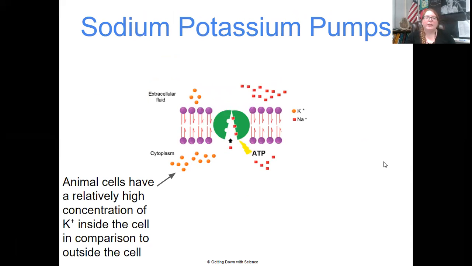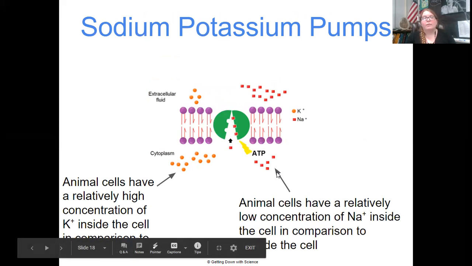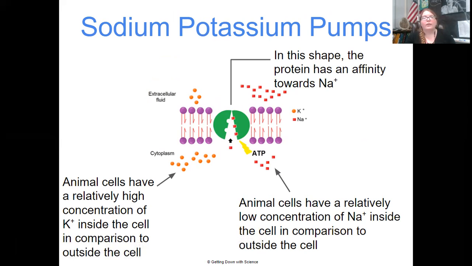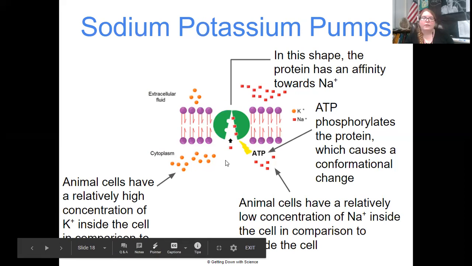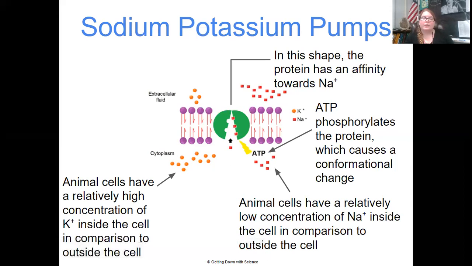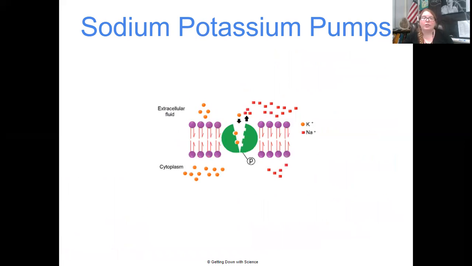Okay, so how a pump works. Animal cells have a relatively high concentration of potassium inside the cell compared to outside, just naturally. So we have a relatively low concentration of sodium. In this shape, the protein has an affinity toward sodium, so sodium is going to tend to attach to this pump. So ATP phosphorylates, or detaches one of those phosphate groups to the protein, which causes a shape change.